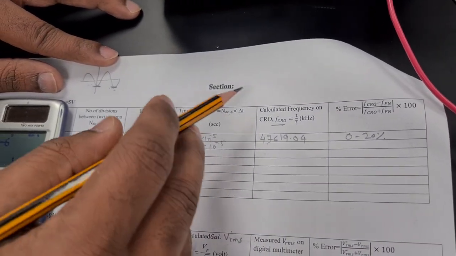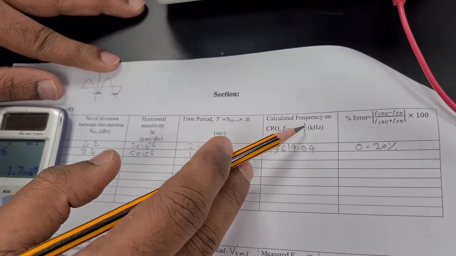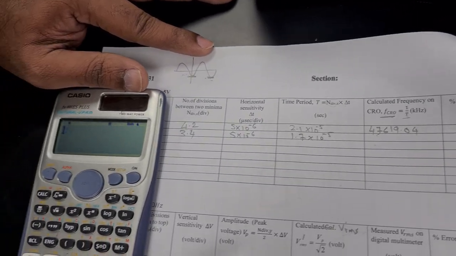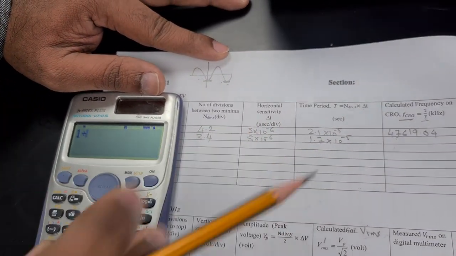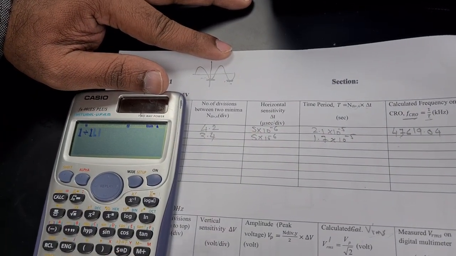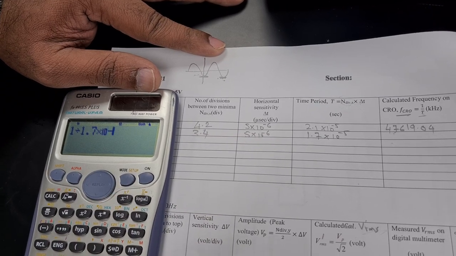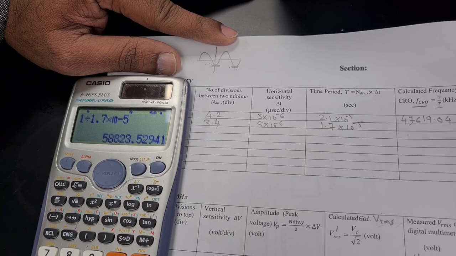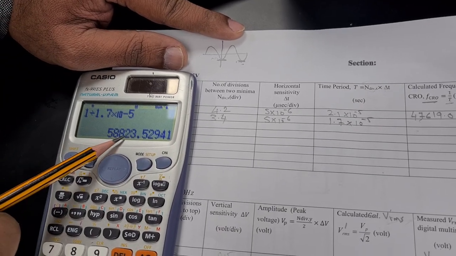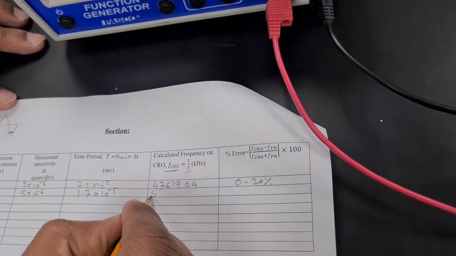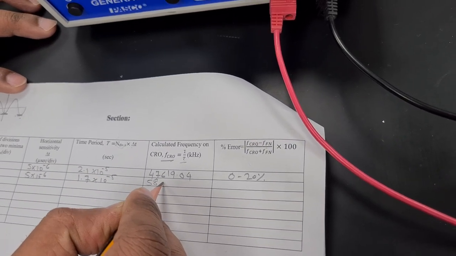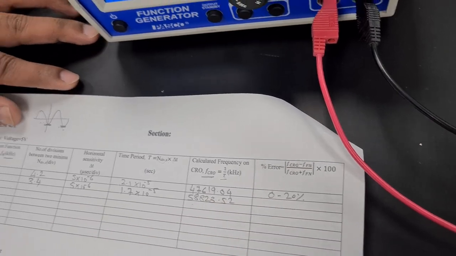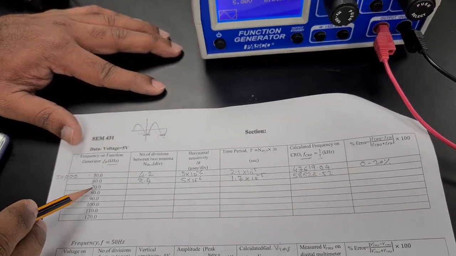Once you find the time period, we are going to find the calculated frequency by using this formula: 1 divided by time period. So 1 divided by 1.7 multiplied by 10 to the power of minus 5. What's the answer, my dear? 58,823.52. Now you can just see here, how much frequency we set here?